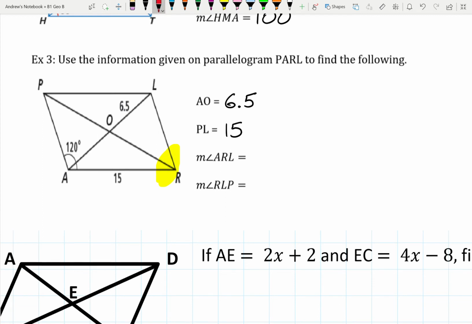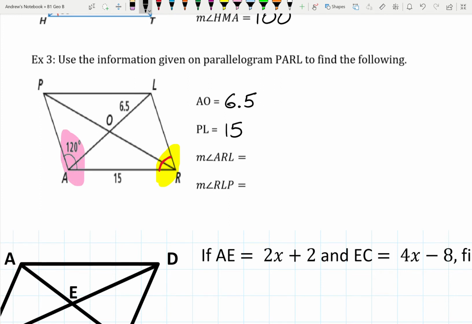Now we're looking for angle ARL. That's this angle down in this corner here. When we have an angle, what we want to do is say, all right, do I have the angle that's opposite from it? That's the easy one. If you have the angle that's opposite from it, you just say, oh yep, it's that, cool, we're done. In this case, I don't have that though. So if you don't have an opposite angle, take a look and see if you have a consecutive angle. And I sure do. I've got 120 degrees right there.